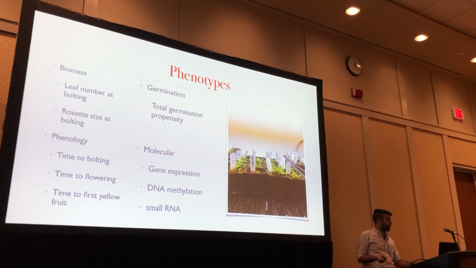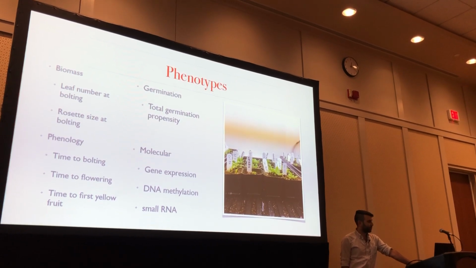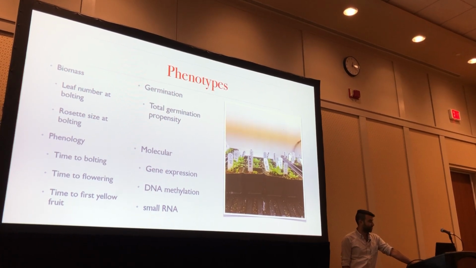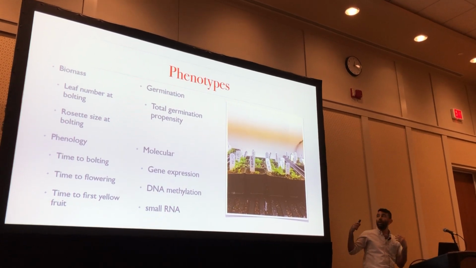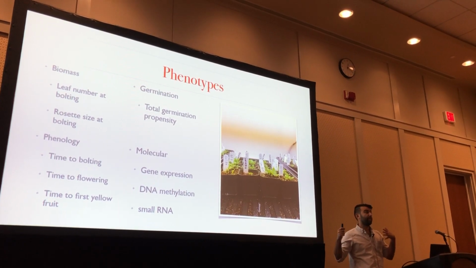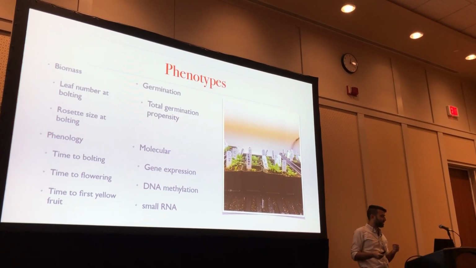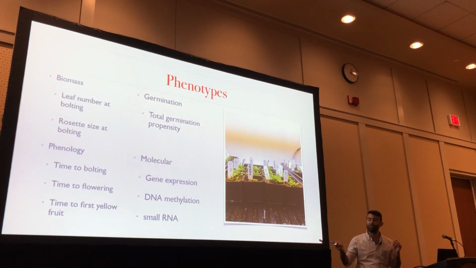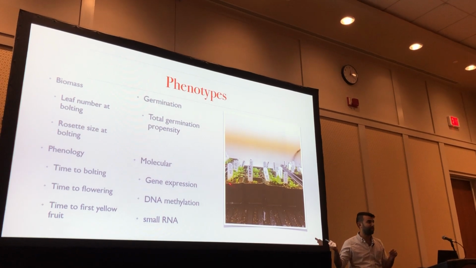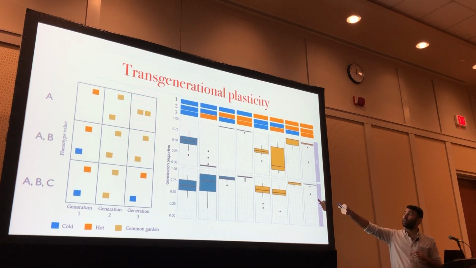Okay, so we measured a lot of different phenotypes. We looked at rosette biomass phenotypes, which is leaf number, folding, and rosette size. We looked at phenological measurements, as I talked about, which is time to bolting, time to flowering, time to fruit maturation. We looked at germination phenotypes, which is germination propensity. And of course, we also looked at molecular phenotypes because we really want to understand the molecular basis of how transgenerational plasticity might be manifest. So we did gene expression, DNA methylation, and we looked at small RNAs. I'm only going to talk about the DNA methylation today because actually gene expression data is pseudo-aligning on my laptop at the Airbnb.